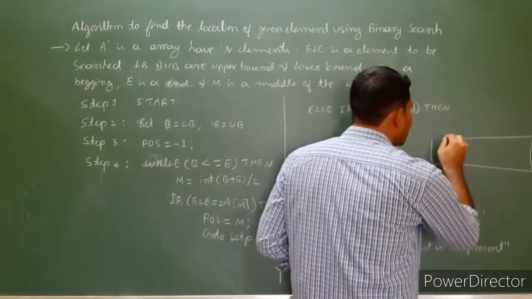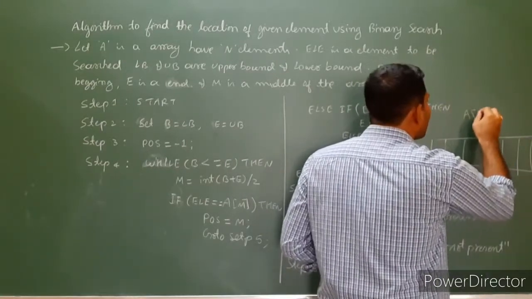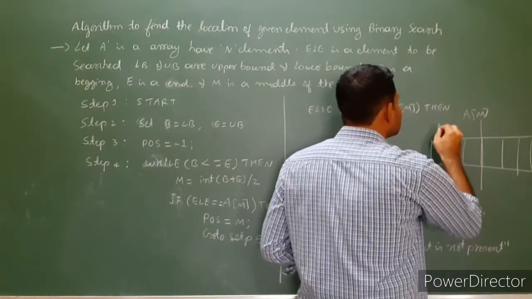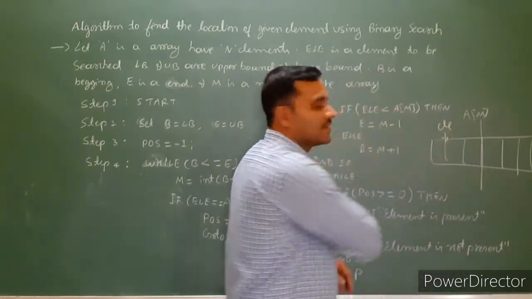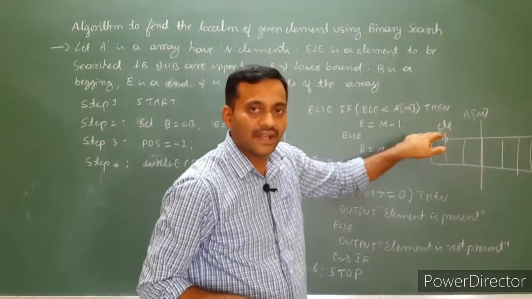See here, these are the array elements. Then this is the middle, a of m value. Assume that this is the searching element. Then this condition returns true: element is less than a of mid.